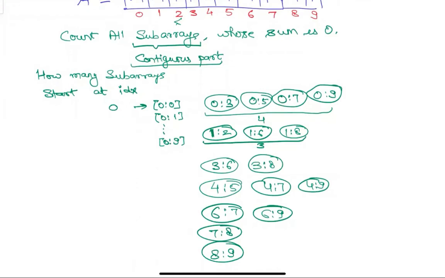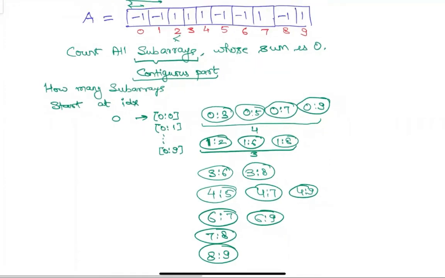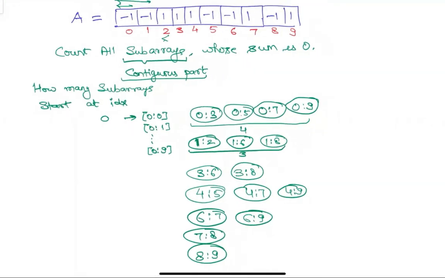Okay, so we actually looked at each subarray to count, and in total, what do you think? What is the number we got total? How many subarrays have sum 0? 16. So everyone got this answer, 16?